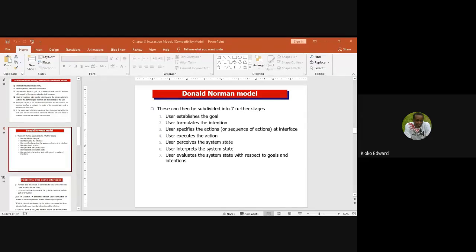Class, do we see a problem with the model? We have the 7 stages. Just look at them keenly. Is there a problem you can see with those 7 stages? Feel free to type on the chat maybe what you think could be the problem with the 7 stages.